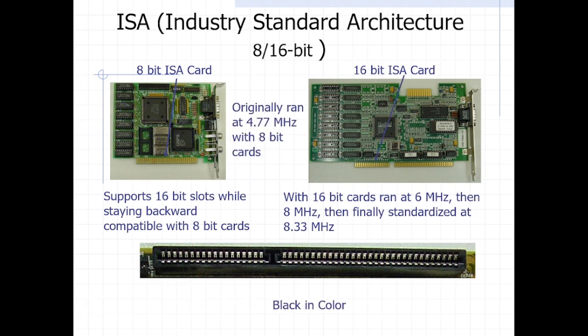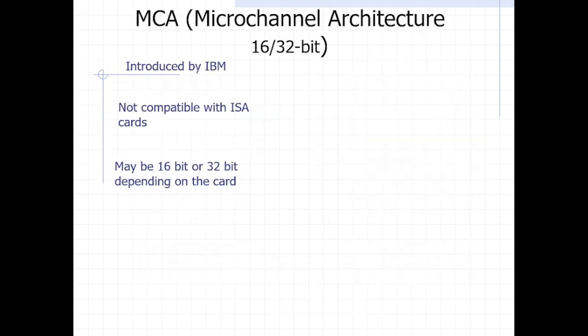You can see it is black in color, and these are the expansion cards that can be used within the EISA bus, as shown. You can see the one that supports 8-bit and the one that supports 16-bit, right? They're normally black in color. It's very important to identify.